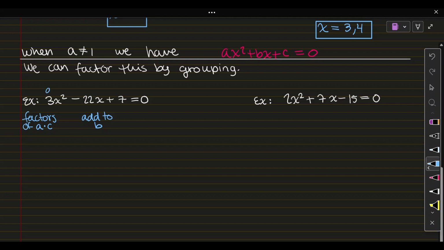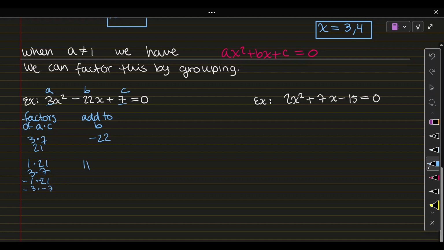So what do I mean by that? Well, this is my a, this is my b, and this is my c. I want factors of a times c, that is factors of 3 times 7. So I want factors of 21 that add to negative 22. Okay, let's think about factors of 21. Well, I have 1 and 21. I have 3 and 7, and I have negative 1 and negative 21, and negative 3 and negative 7.